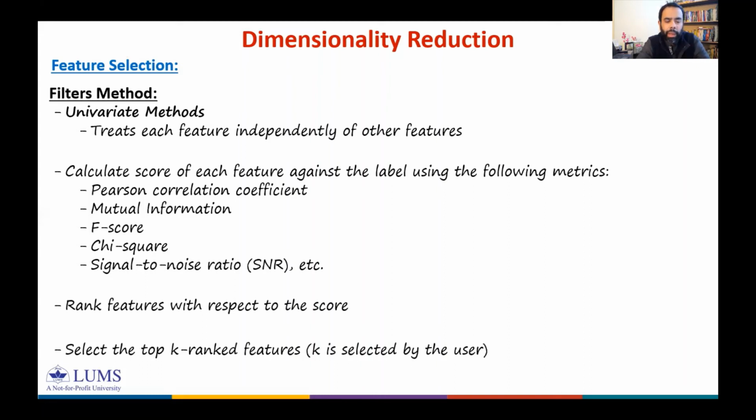So these are the univariate methods, because we have treated each feature independently of the other features. I will talk about multivariate methods later in the course. When it comes to regression, there we will talk about multivariate methods.